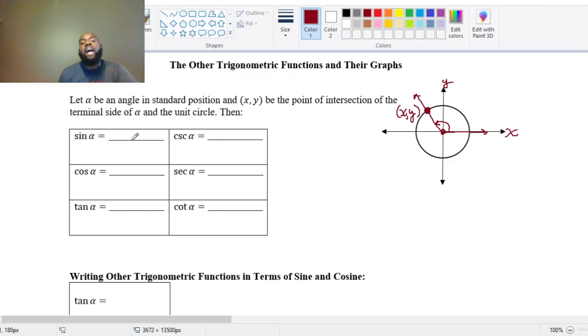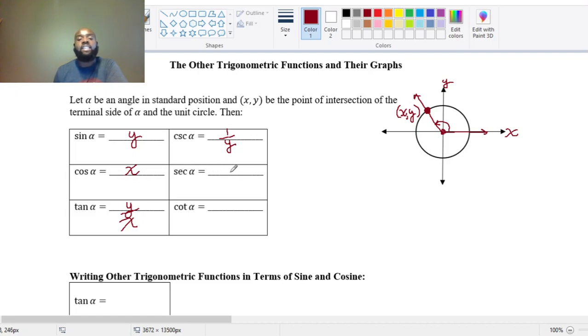We said that the sine was the y coordinate of the point where that terminal side intersects the unit circle, and the cosine was the x coordinate. The other trig functions are based off of ratios of these coordinates. For instance, if I did the ratio of y divided by x, that is how we define our tangent function. And then cosecant is 1 over the y coordinate.